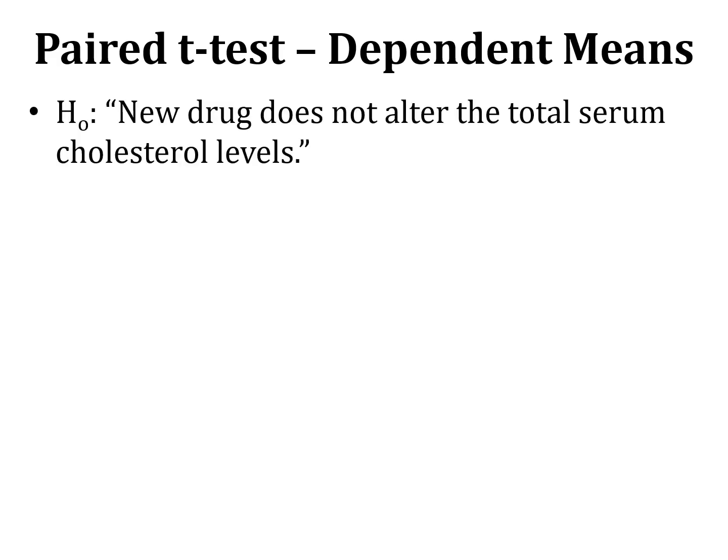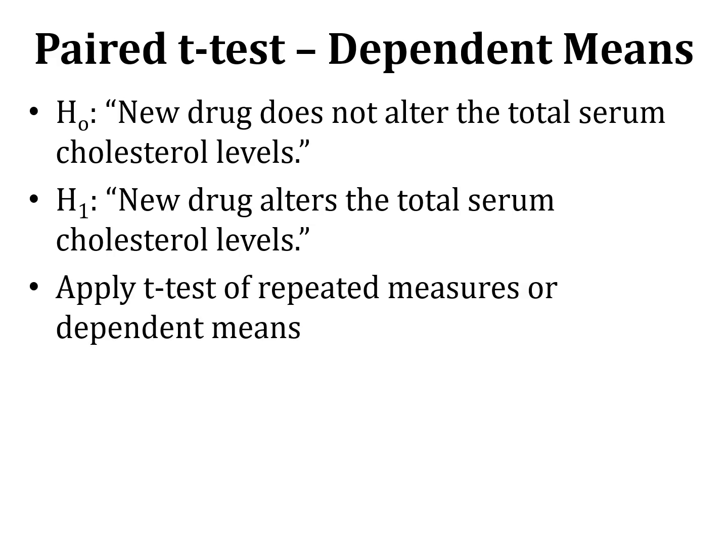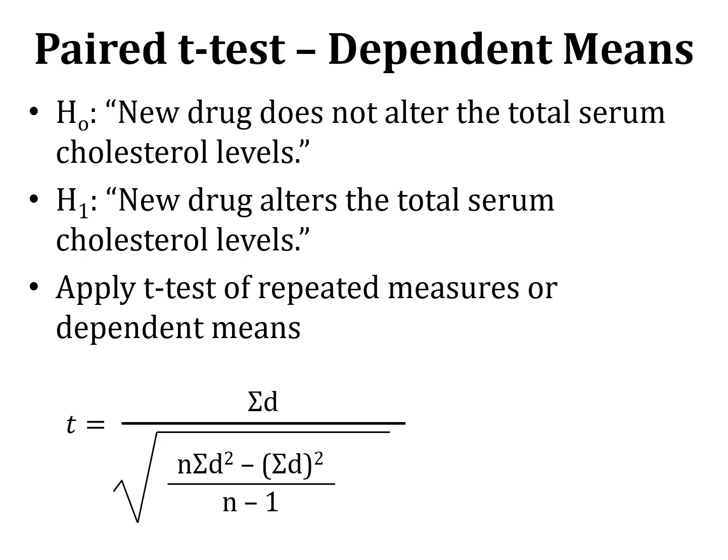And for that purpose we have to state our hypothesis. Our null hypothesis is the new drug does not alter the total serum cholesterol levels. And the alternate hypothesis is the new drug alters the total serum cholesterol levels. And we have to apply the t-test of repeated measures or dependent means, because we are taking repeated measures from the same individuals under two different conditions, before and after the intervention. And this is our formula for t.